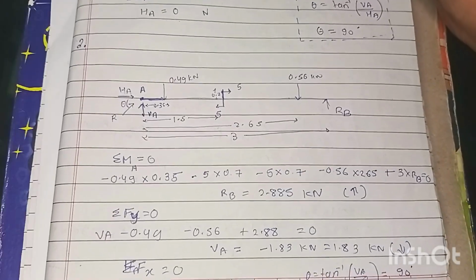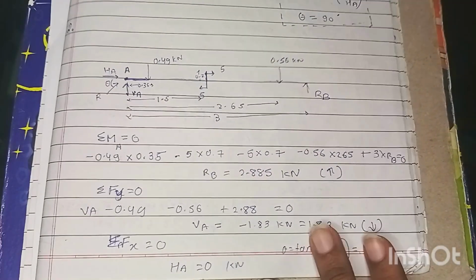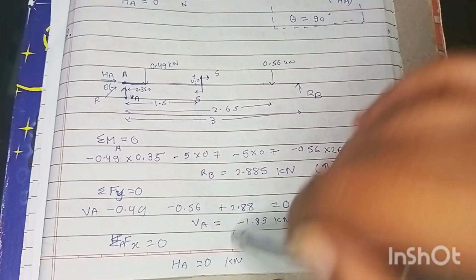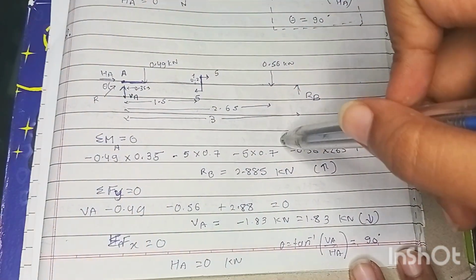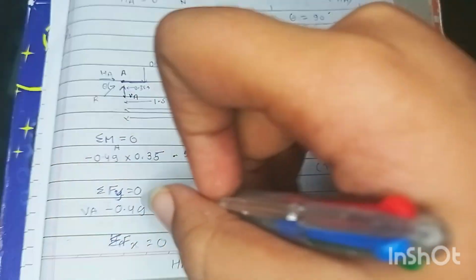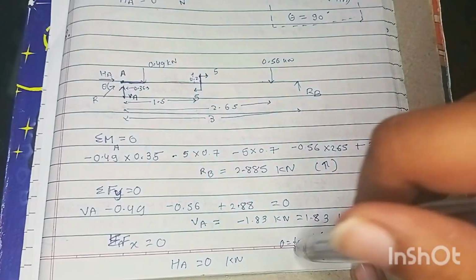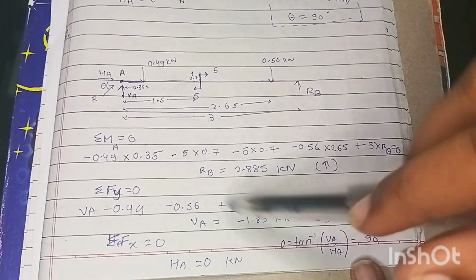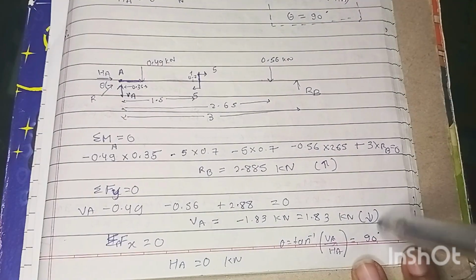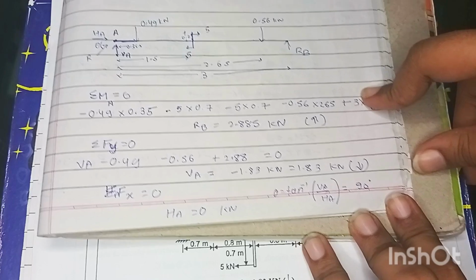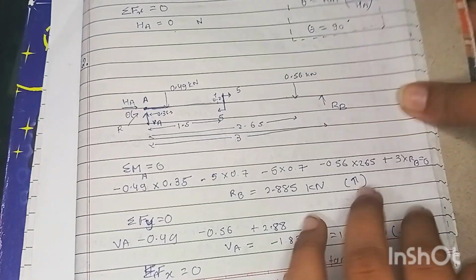Okay, so I have provided it over here. In this I have calculated moment about point A, and applied summation of Fy and summation of Fx. From moment you will get Rv, from summation of Fy you will get Va, and in the x direction there is one force, that is Ha, and if you want to find the resultant, the theta is 90 degrees. Okay, so I hope it's clear to you. So this is the solution of question number 2.